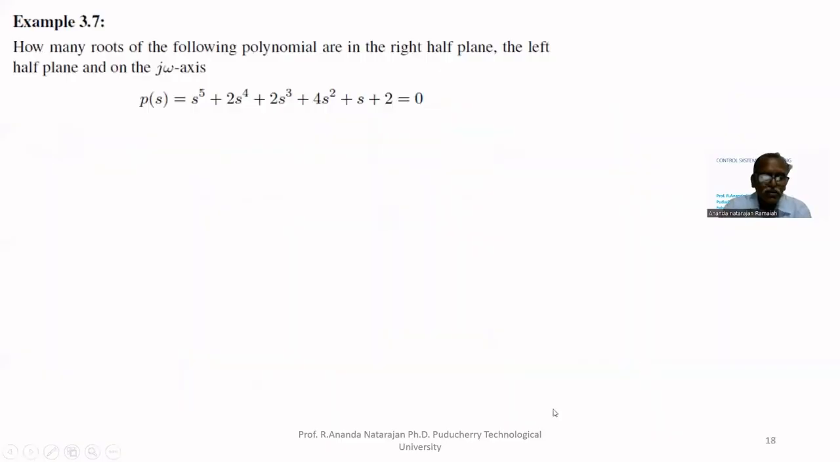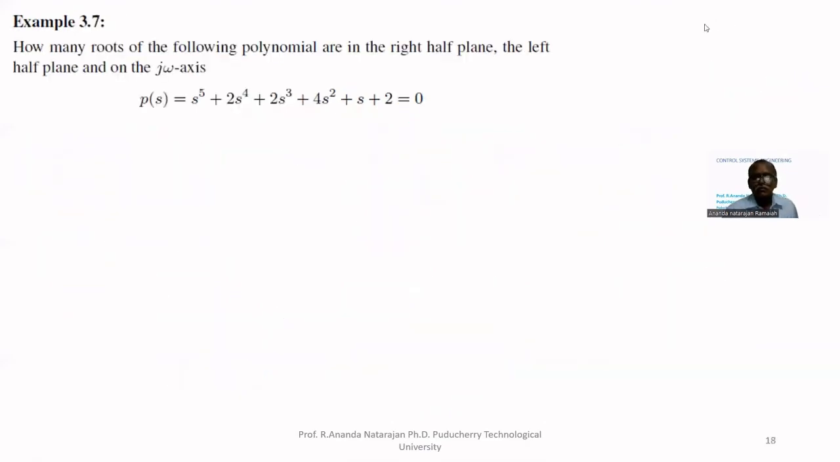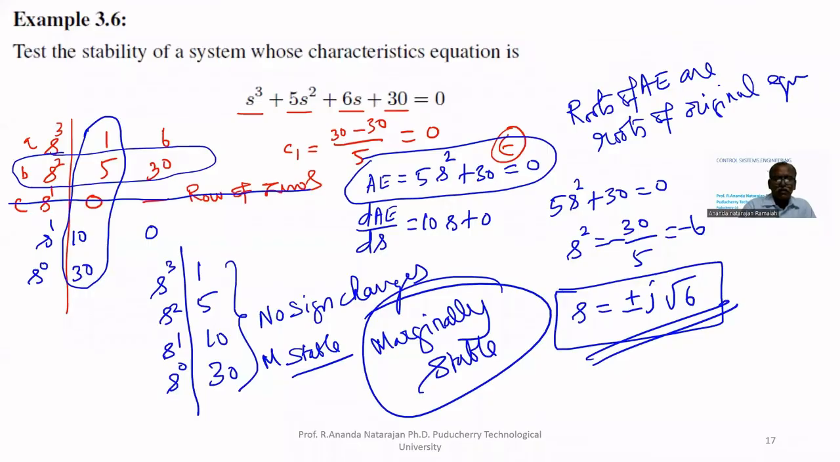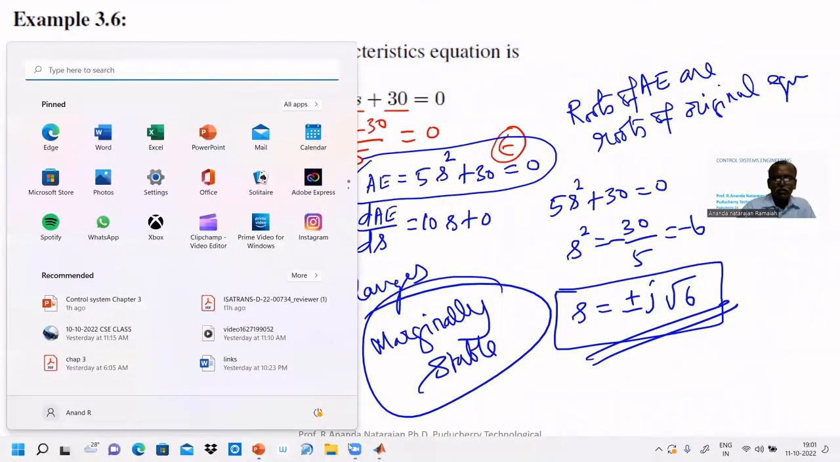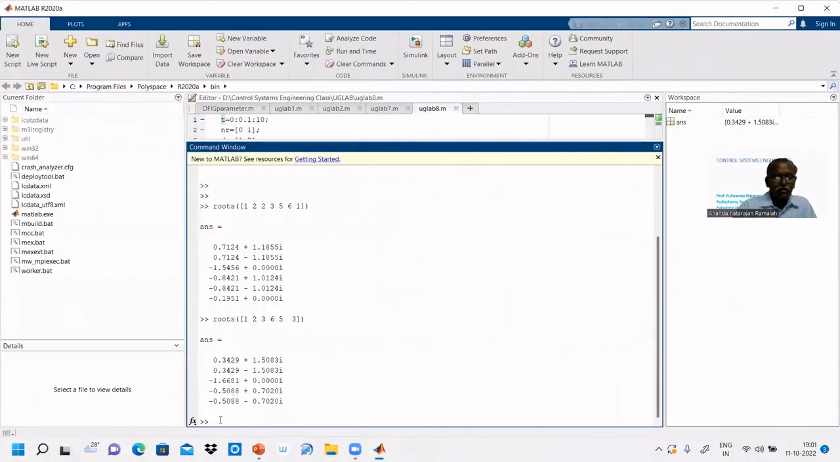Let us check the location of poles. Let us check in MATLAB. Now let us check by using MATLAB. In MATLAB, we have to find the roots. The function call is roots. We have to pass the parameters, that is the coefficients, 1, 5, 6, 30.